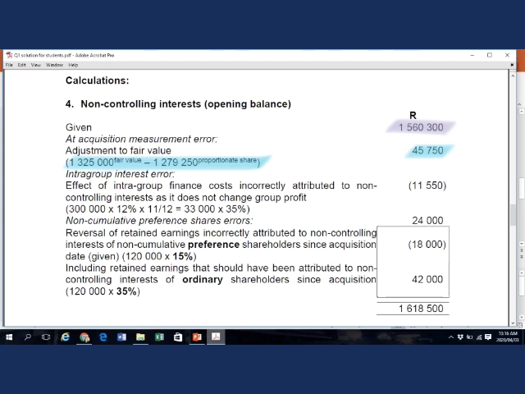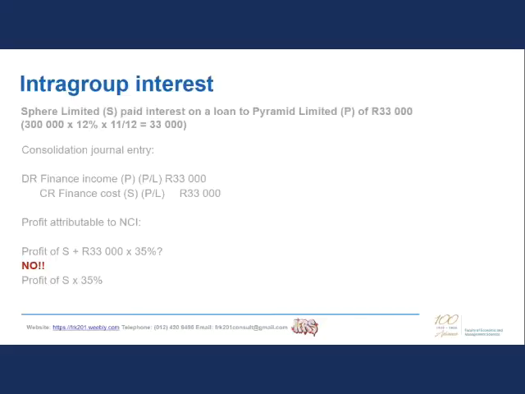The next error relates to an error made on the amount attributed to NCI for the effect of an intra-group interest. Sphere Limited paid interest on a loan to Pyramid Limited of 33,000 Rand in the prior year. The prior year consolidation journal entry to eliminate the effect of this intra-group interest would have been debit finance income of P, credit finance cost of S, both through profit and loss.